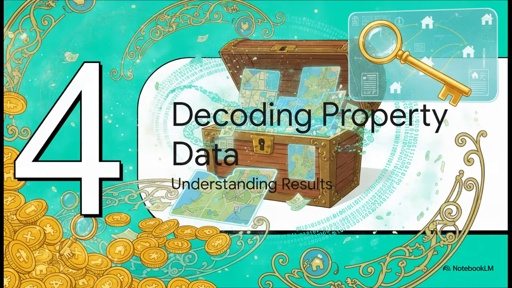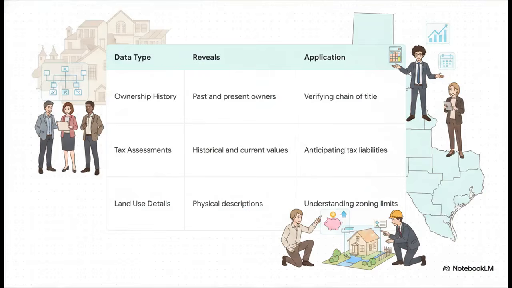All right, Section 4, decoding property data. Let's make sense of these results. Once you've got your hands on the raw data, here's how you actually use it. The ownership history lets you verify the legal chain of title right before buying a home, which is huge. Tax assessments help you anticipate future tax liabilities so you can calculate your escrow needs without guessing. And those land use details reveal the physical descriptions so you can truly understand the local zoning limits and building specs for any given parcel of land.